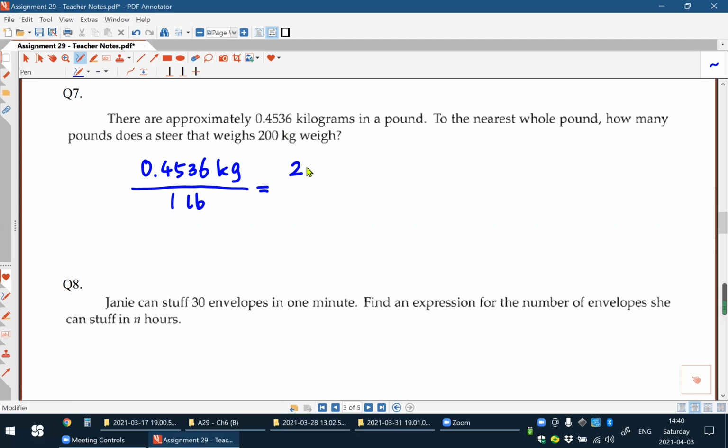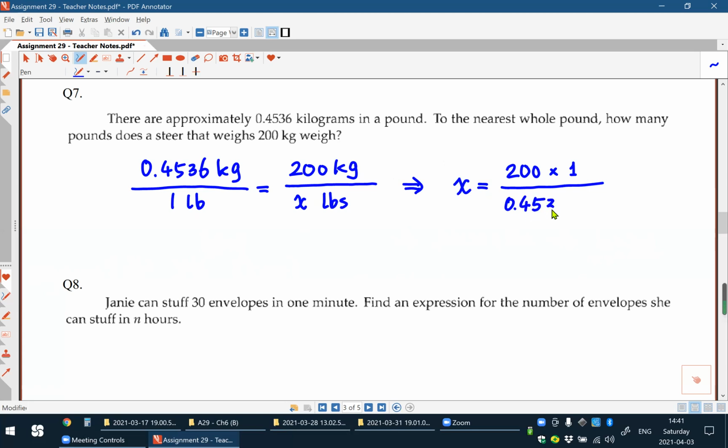So now we have 200 kilograms and we want to convert it to pounds. So suppose this is X pounds. The unit of pounds is lbs. Here we want to know X. We can simply solve this equation. X is actually 200 times 1 divided by 0.4536, right? So this is the number of pounds.